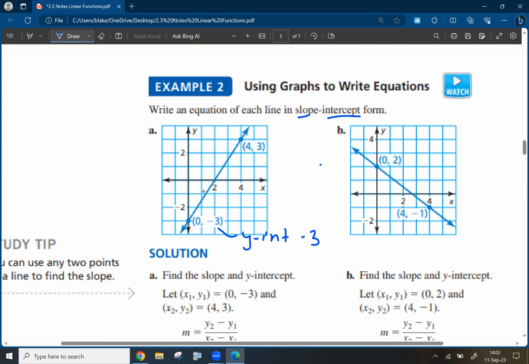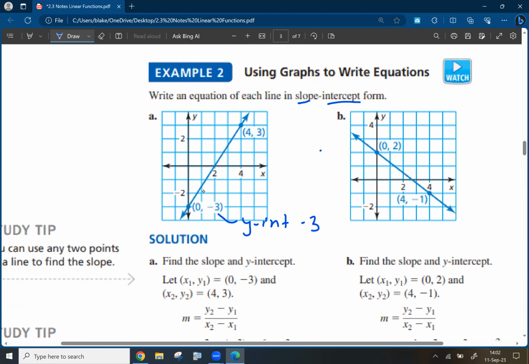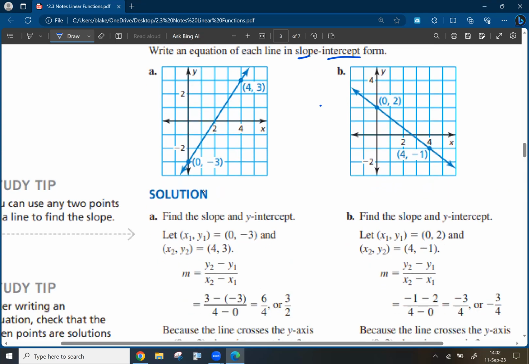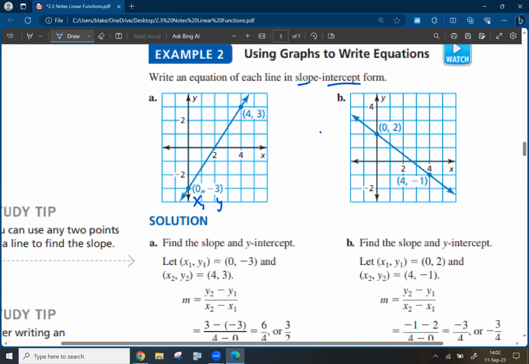So what we're going to do to find the slope is use the slope formula. You can see the slope formula here, which is y2 minus y1 over x2 minus x1. So in this problem, x1 and y1 are this point here. The x1 is 0, y1 is -3. And for x2, y2, we're going to use the next point. So point 2, x2 is 4, y2 is 3. So it's basically just the x and y of point 2 and the x and y of point 1.